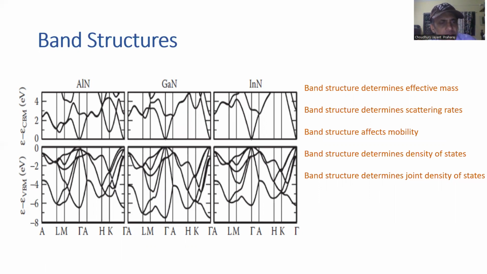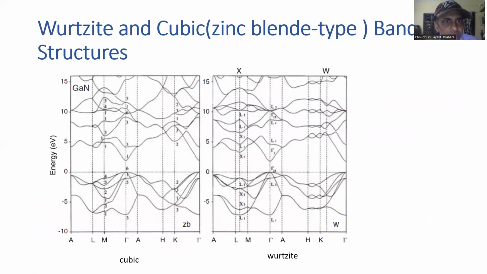In this slide, the band gap is normalized, but you can see that the effective masses are different for these different semiconductors. And so band structure determines effective mass, and it also determines scattering rates, and therefore band structure affects mobility. And the band structure determines density of states and joint density of states that affect the absorption coefficient in these materials.